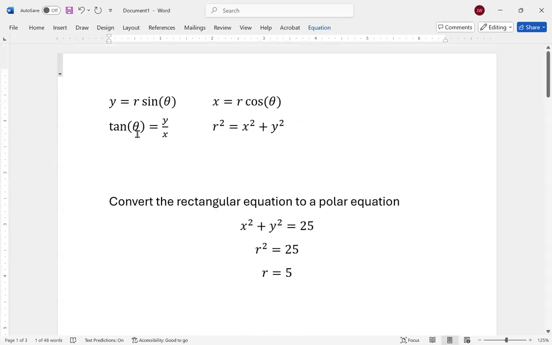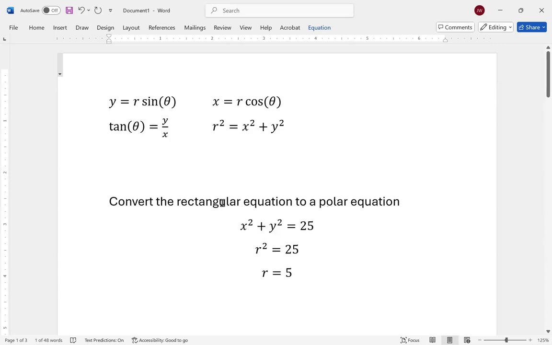But my point is, we use these conversion equations however we want to. Some ways are going to be better than others. There are some scenarios in which you can figure it out in two different ways, and some scenarios where there's really only one good way to do it. But use these conversion equations to go from rectangular to polar.